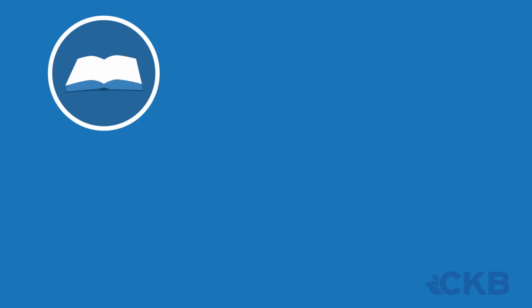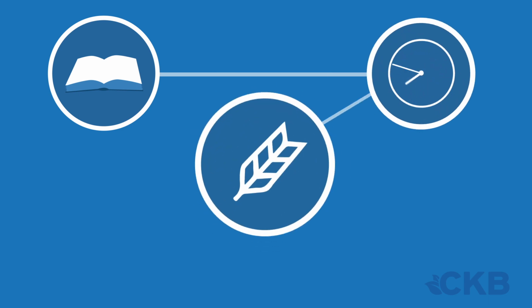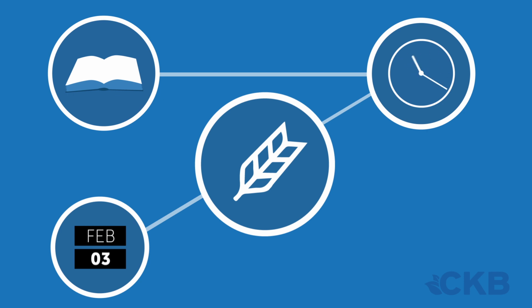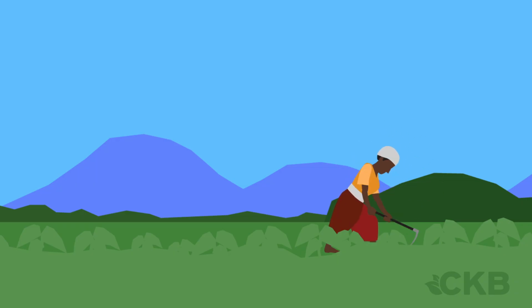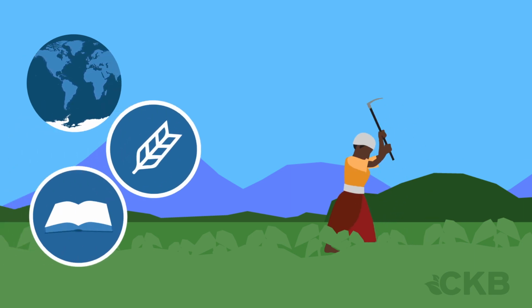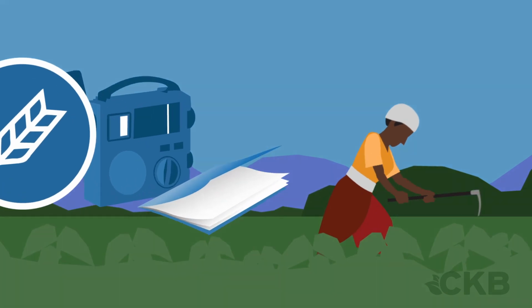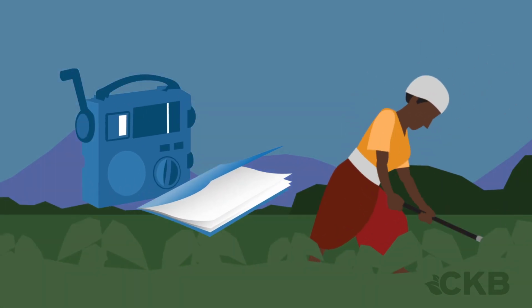The right information provided at the right time might help her decide which variety of crop to plant, when to plant it, and when to look out for extreme weather. So how does this information on weather trends, appropriate crop varieties and other climate-related information get to our farmer in a format that she can use to make these critically important decisions?